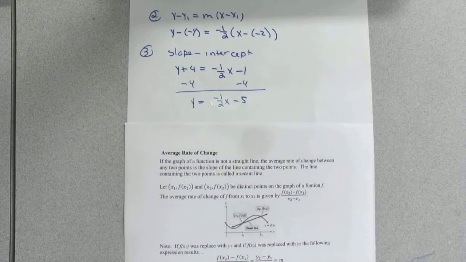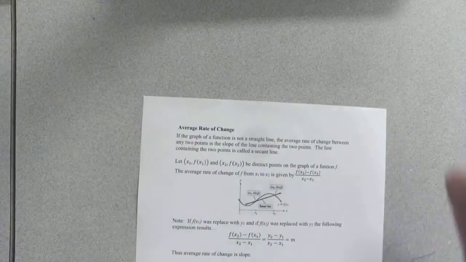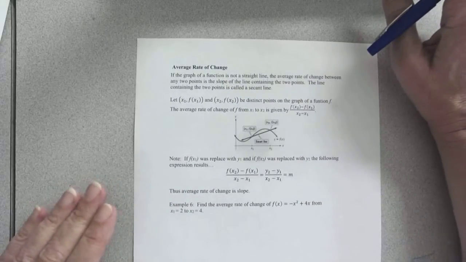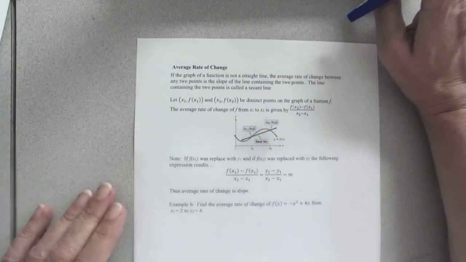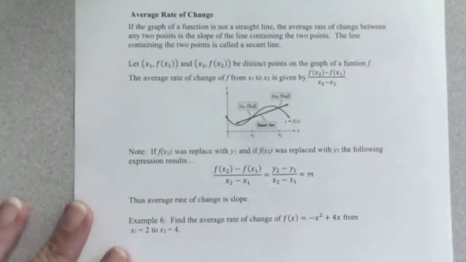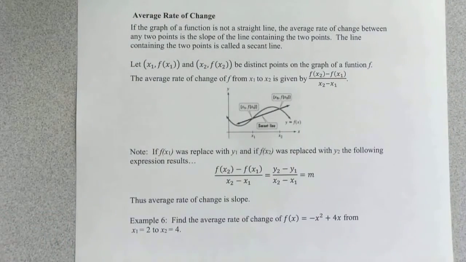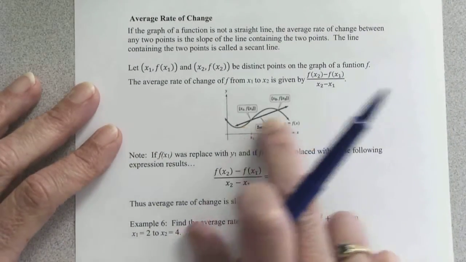Okay. So we got an official definition here. Let x1, f of x1 and x2, f of x2 be distinct points on the graph of a function f. The average rate of change from x1 to x2 is given by f of x2 minus f of x1 over x2 minus x1, and I gave a little picture, and we'll zoom in a little bit so we can see the picture. There we go. So there's my little picture.